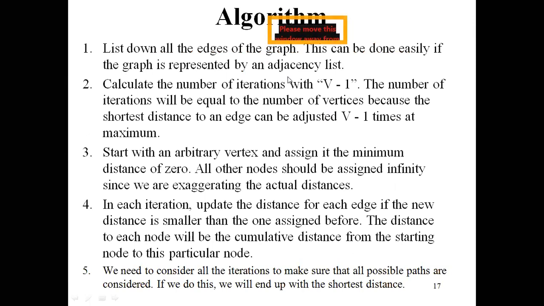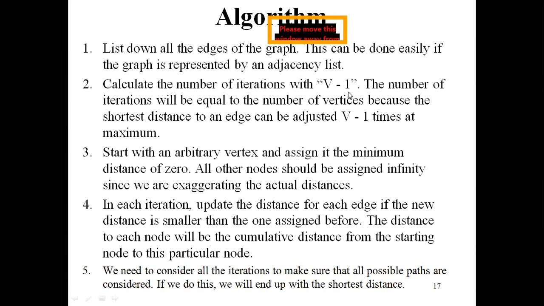Now see the actual algorithm in simple English sentences for easy understanding. See the first step: list down all the edges of the graph. In a graph, we have the edges and vertices. So we should consider the list of edges. This can be done easily if the graph is represented by an adjacency list.